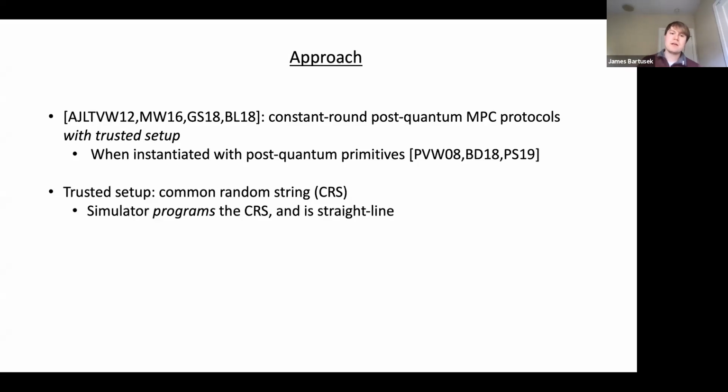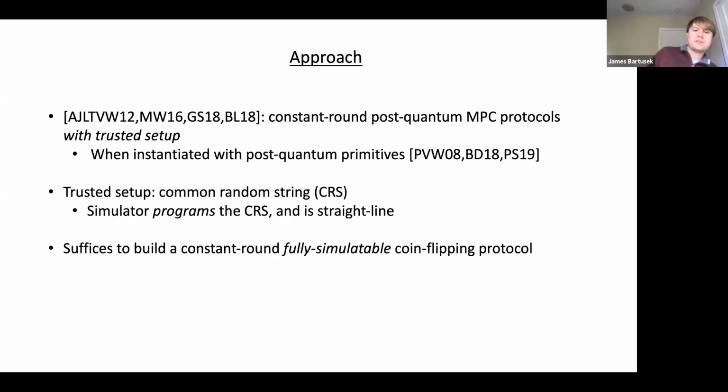And how the security proofs in these protocols work is the simulator first programs a CRS with some trapdoor, and then it simulates a completely straight line from there. And so this works well with quantum adversaries. So for us, it suffices to have the parties first agree on a common random string, a CRS, and then run one of these protocols with respect to that CRS. And so this basically amounts to showing how to build a coin flipping protocol in constant rounds. I'll get to exactly what I mean by fully simulatable, and you'll see why this interfaces nicely with the simulator strategy of programming the CRS.